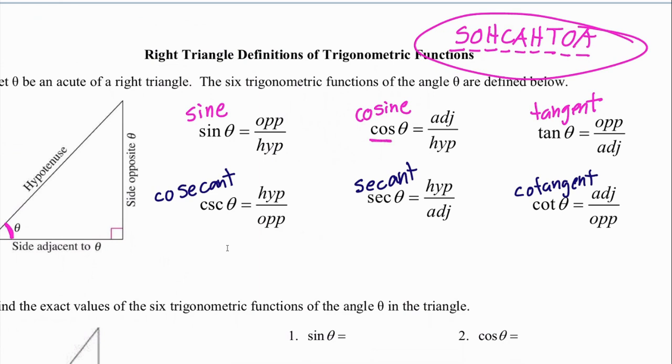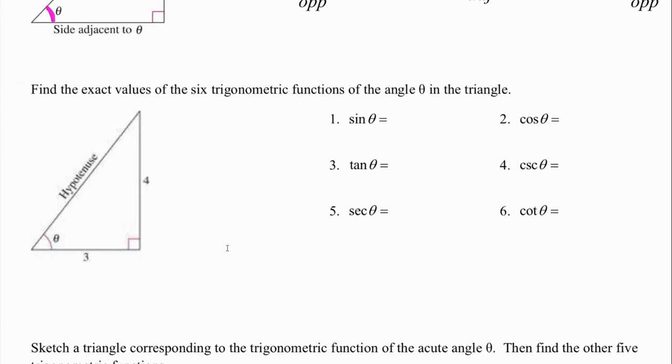I remember cosine and secant as one starts with C and ends with S, and the other one starts with S and ends with C. So those help me to remember that those two are opposites of one another. And then sine and cosecant are just kind of remembering the terms. So we're going to actually do this with an image.